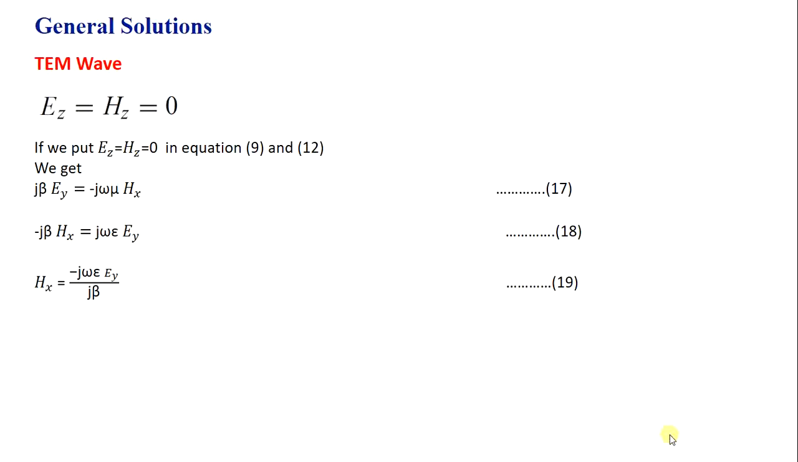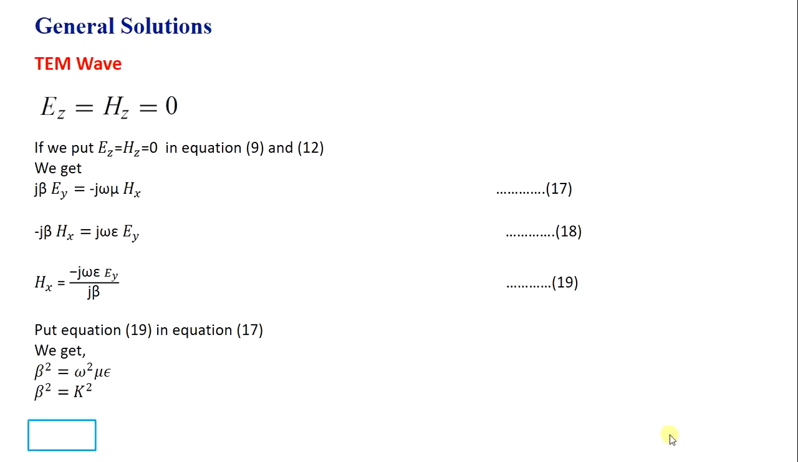Putting equation 19 in equation number 17, we get β square equal to ω square με. We know ω square με is nothing but equal to k square. So from here we got β equal to k, that is, the propagation constant is equal to the wave number. So in a TEM wave, the cutoff wave number is 0. This indicates that in TEM mode, all frequencies will pass; there is no cutoff frequency.